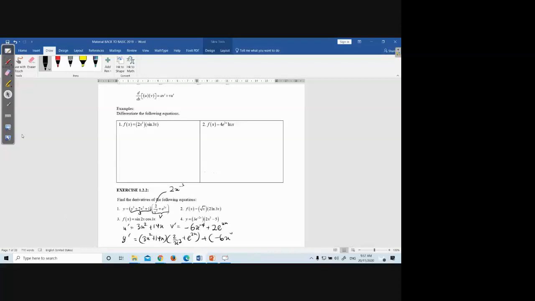Plus v prime. Okay. So this is y prime. You can try to simplify or you set this as your final answer. Okay.